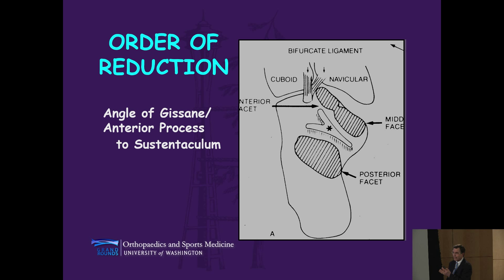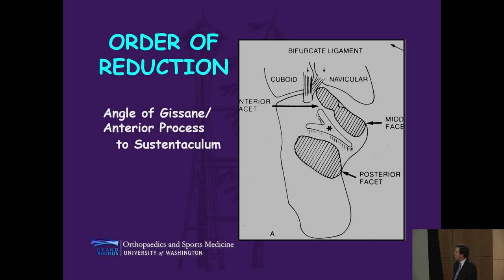And essentially the order of reduction is once again, this sustentacular fragment anchoring the angle of Gissane, which is here, and the anterior process to the sustentaculum, and then working our way posteriorly to the posterior facet. This requires a headlight, for us to see into the wound, to see the articular surface reduction. You need to be able to see into the void that you're looking into in the depths of the foot, so this requires some sort of light to see in because you cannot do this by indirect means.